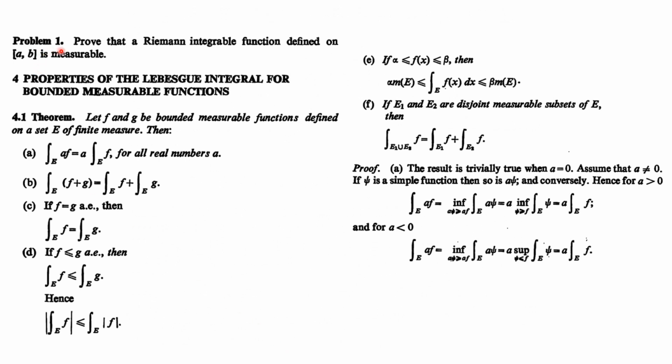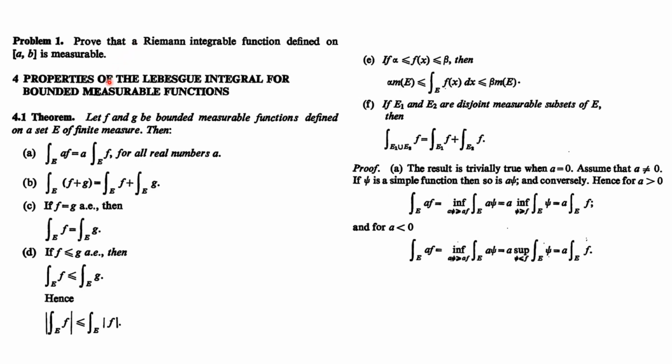So now problem 1, you can prove it by yourself. Prove that a Riemann integrable function defined on a closed interval [a, b] is measurable. You can use the previous two theorems and you can prove this problem.